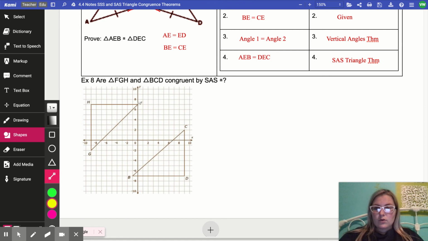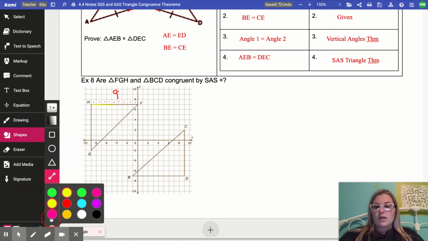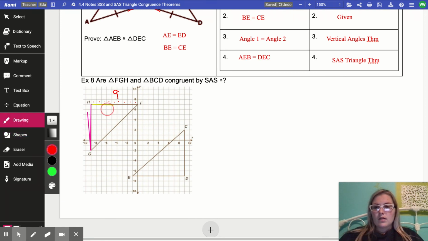So from F to H is right here. And when I count, my line didn't go all the way. When I count, I go 1, 2, 3, 4, 5, 6, 7, 8, 9. Okay, so I have a length of 9 over here. From H to G, my lines are really starting to get laggy now. Let me see if I can get, there we go. I go 1, 2, 3, 4, 5, 6, 7, 8, 9. Okay, so I have 9 and 9 over here.